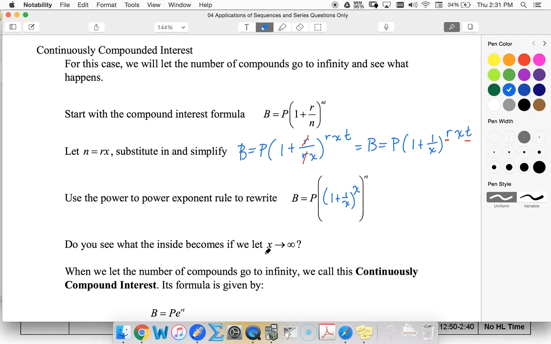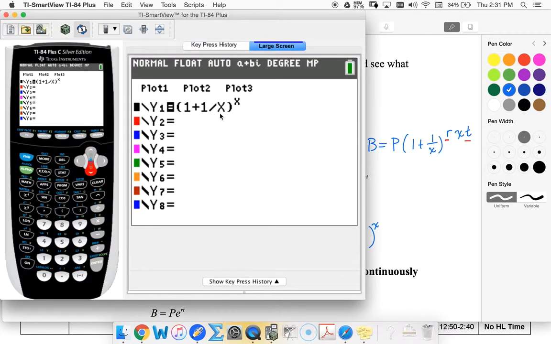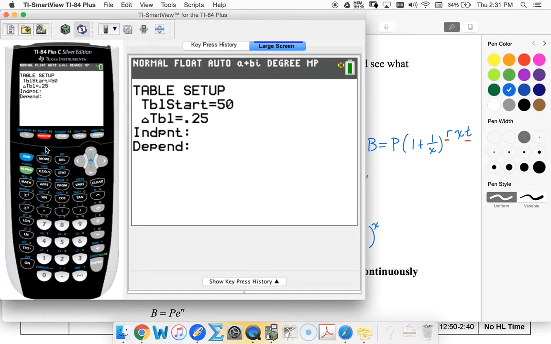All right, so now if we let x become infinity, what happens to the inside? Let's look at the limit as x goes to infinity of 1 plus 1 over x to the x power. Maybe you remember what this is, but maybe you don't. So let's go look at our calculator. I've already typed this in, 1 plus 1 over x to the x, and I'm going to look at the table of values. I'm going to go into my table settings and start at 0 and go up by 5s.